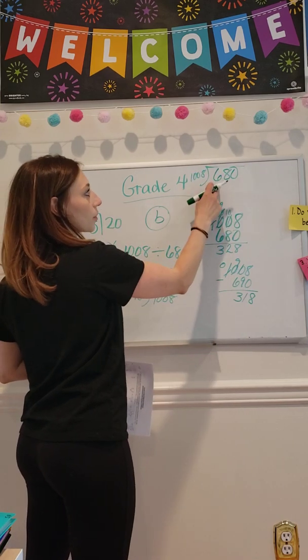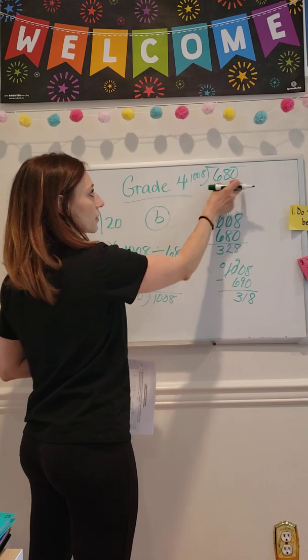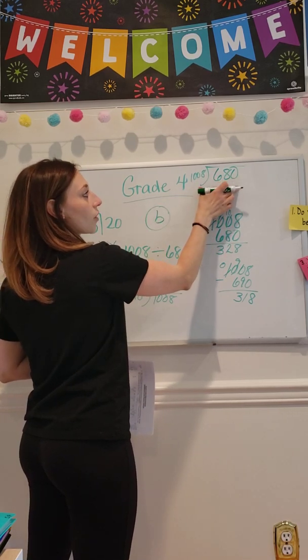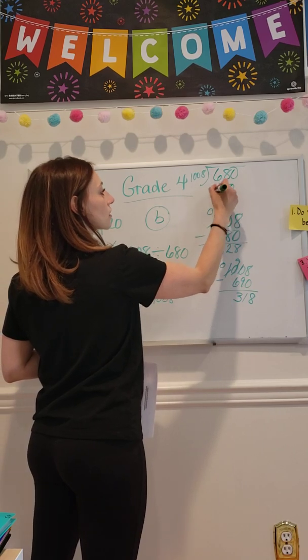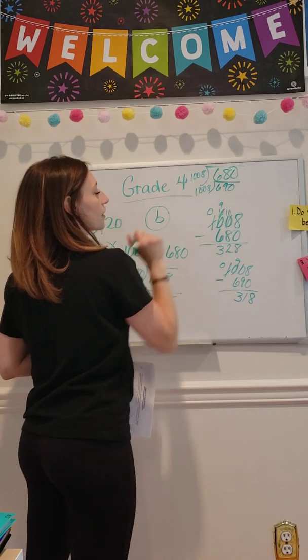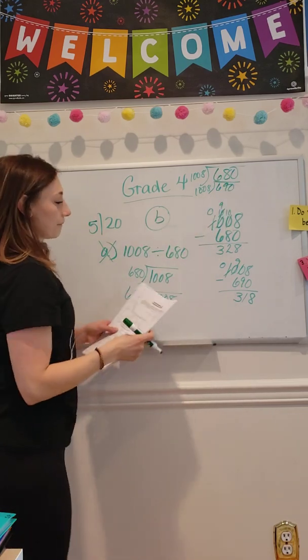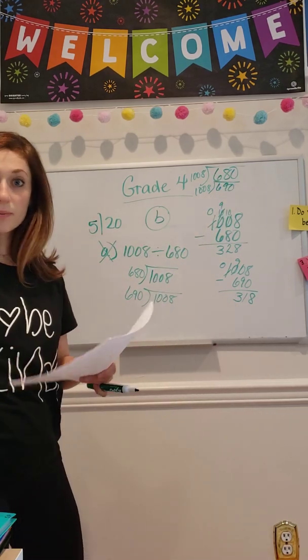Now with that one, it's interesting because if you do 680 divided by 1008, you're going to end up with a number that's a decimal because the number inside is smaller than the number outside. But you could do that on a calculator just to double check. 690 divided by 1008 is going to be a larger answer than 680. Okay, and we have one more problem for this week.